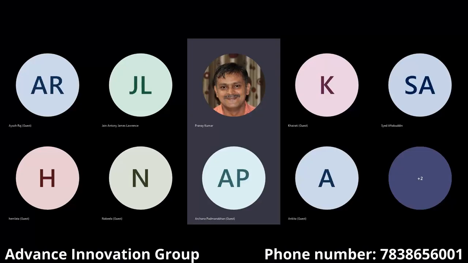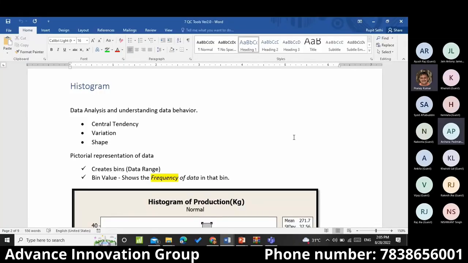Histogram is one of the preliminary data analysis tools. And like I mentioned in the basic statistics session yesterday, whenever we talk about data analysis, we are essentially talking about three basic attributes of data. A, the central tendency of the data. B, the variability or the variation in the data. C, the shape of the data.